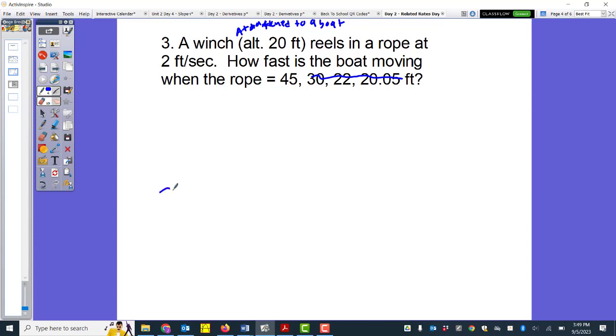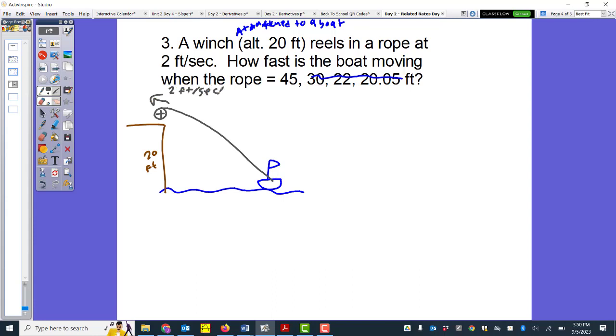Okay, so we have our water, and I'll put my little boat on the water here. We'll say the winch is on a pier because it has to be 20 feet up. And then here's the winch. A winch just means a little wheel that winds in the rope. So the rope is attached there, and it's wheeling it in at 2 feet per second. Now the first thing we need to remember, this side right here, the winch side, the rope side, is getting smaller. So this should be a negative 2 feet per second. It's reeling it in, which means it has to be negative.